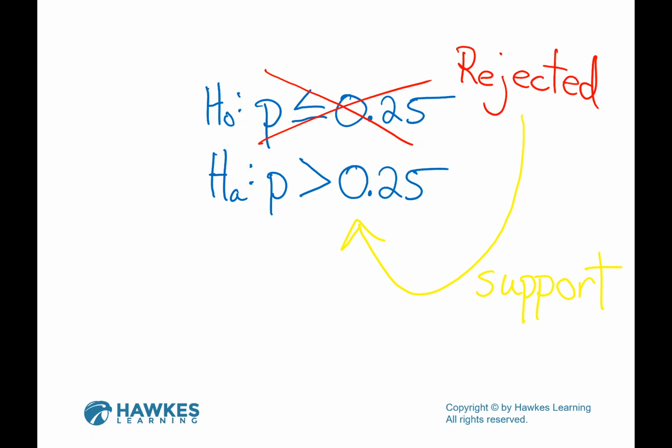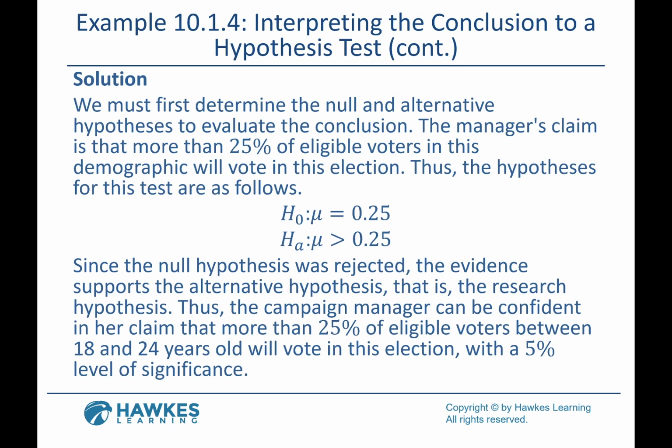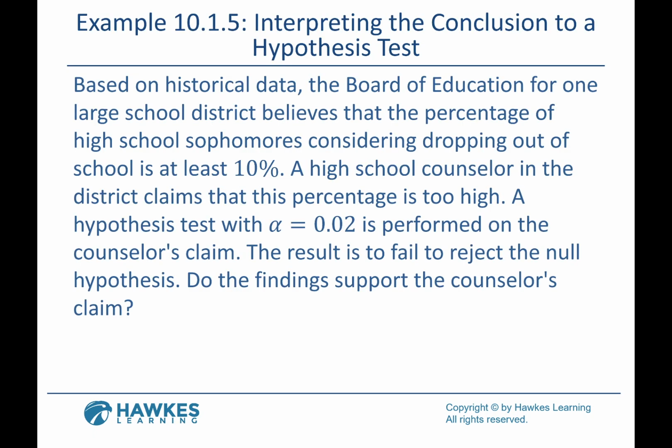Okay, another one here. Same idea on this one, we just have a different situation. It says, based on historical data, the Board of Education for one large school district believes that the percentage of high school sophomores considering dropping out of school is at least 10%. A high school counselor in the district claims that this percentage is too high. A hypothesis test with alpha of 0.02 is performed on the counselor's claim.